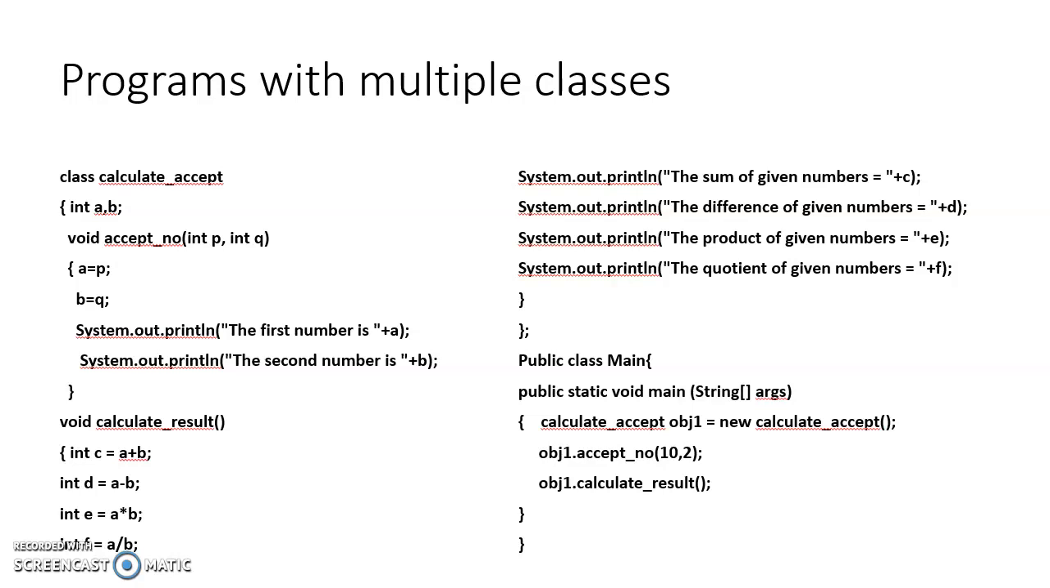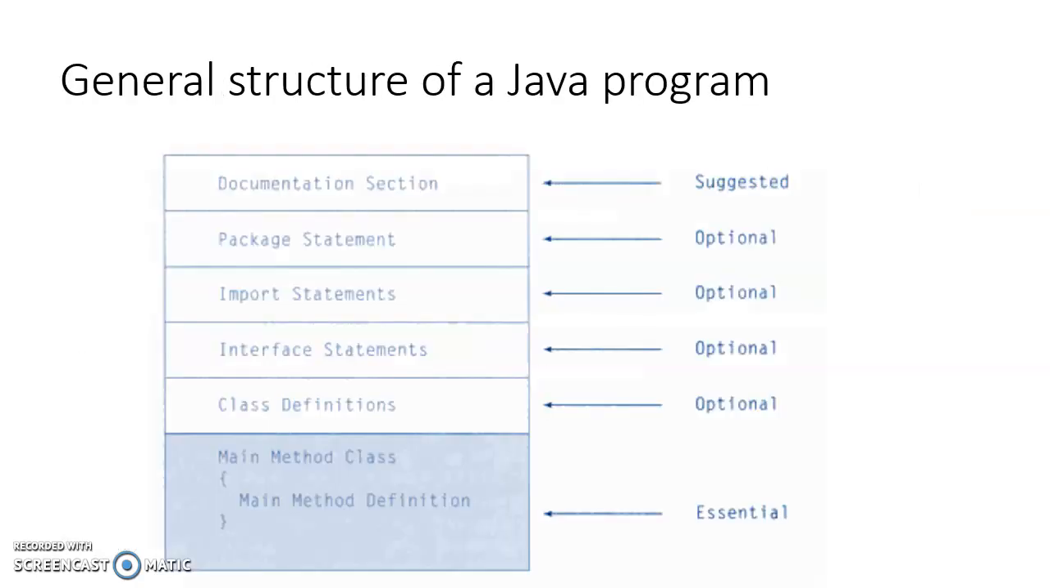Moving on, we are moving into this topic called the general structure of a Java program. And as you can see over here, a Java program has got these many layers in it. One is the documentation section. Then you have the package statement. Then you have the import statement, interface statements if required, class definitions, and the main method class.